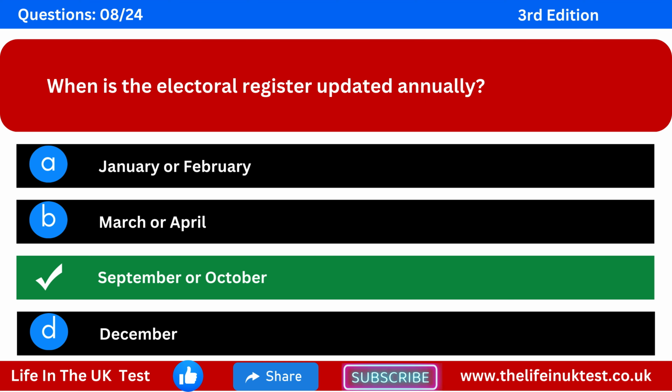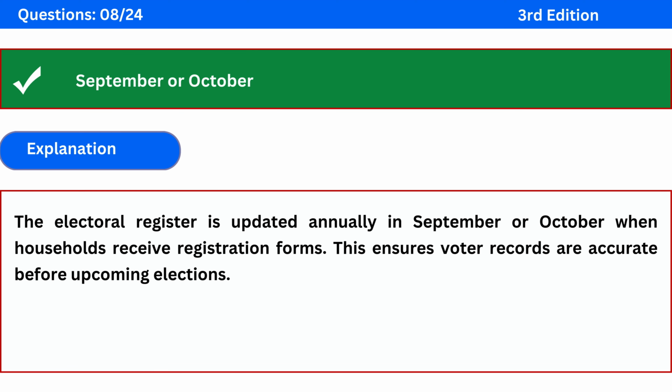The correct answer is September or October. Explanation: the electoral register is updated annually in September or October when households receive registration forms. This ensures voter records are accurate before upcoming elections.